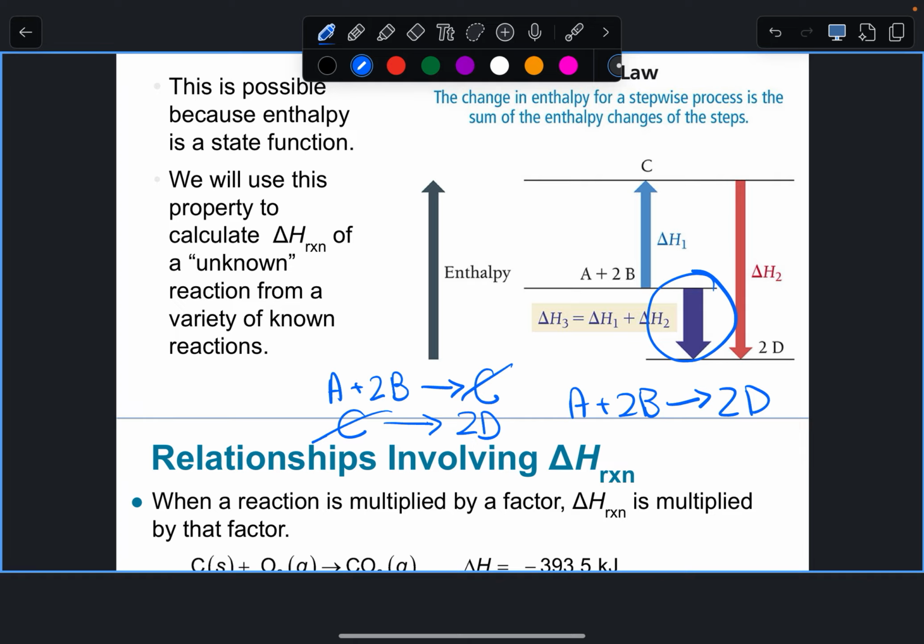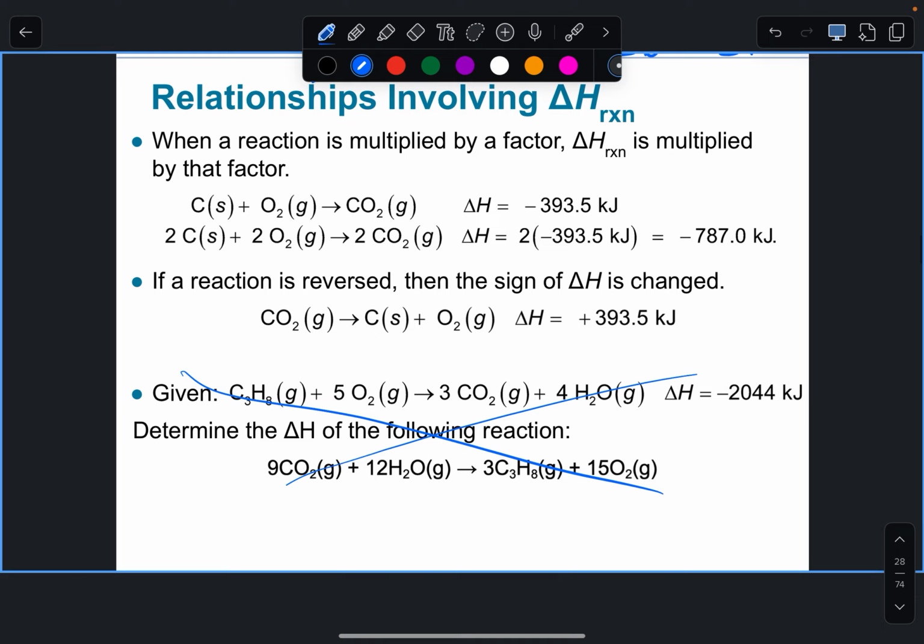Okay, so when we take known equations, like I said, we're going to have to manipulate them. So we need to know the rules about what's involved when we manipulate them. So first point, if you multiply it by a factor, like a number, you have to do that to everything in the reaction and to the enthalpy. So the example here, carbon plus oxygen goes to CO2. Okay, so if I want 2 carbons, I need to multiply everything through by 2 and multiply the enthalpy by 2.